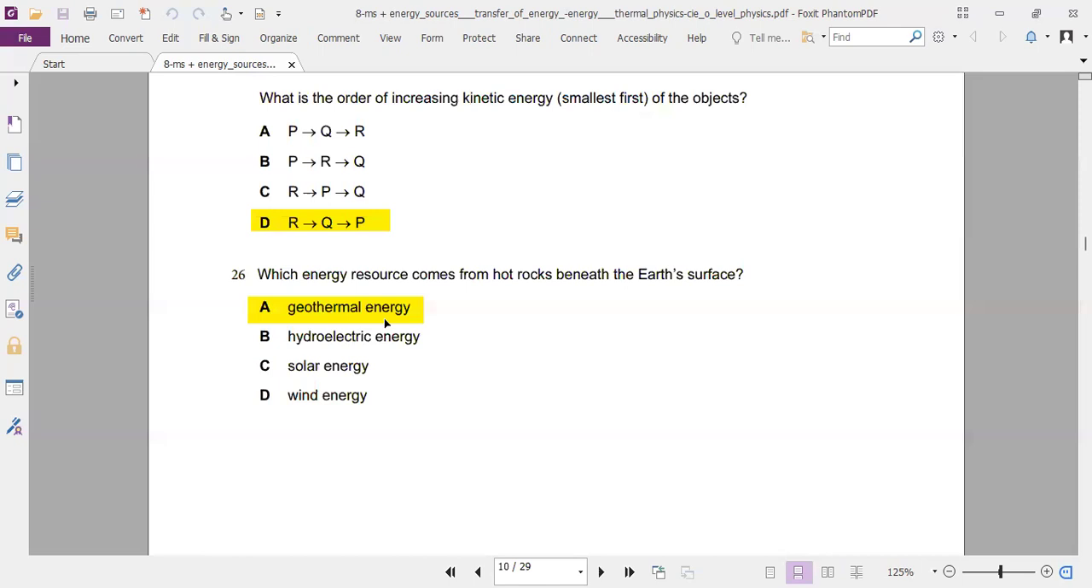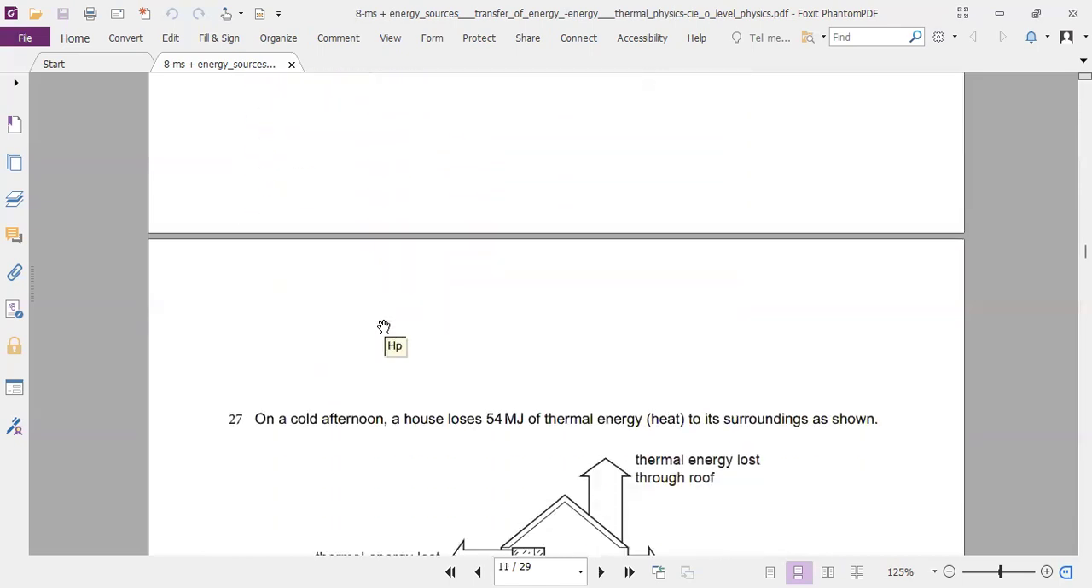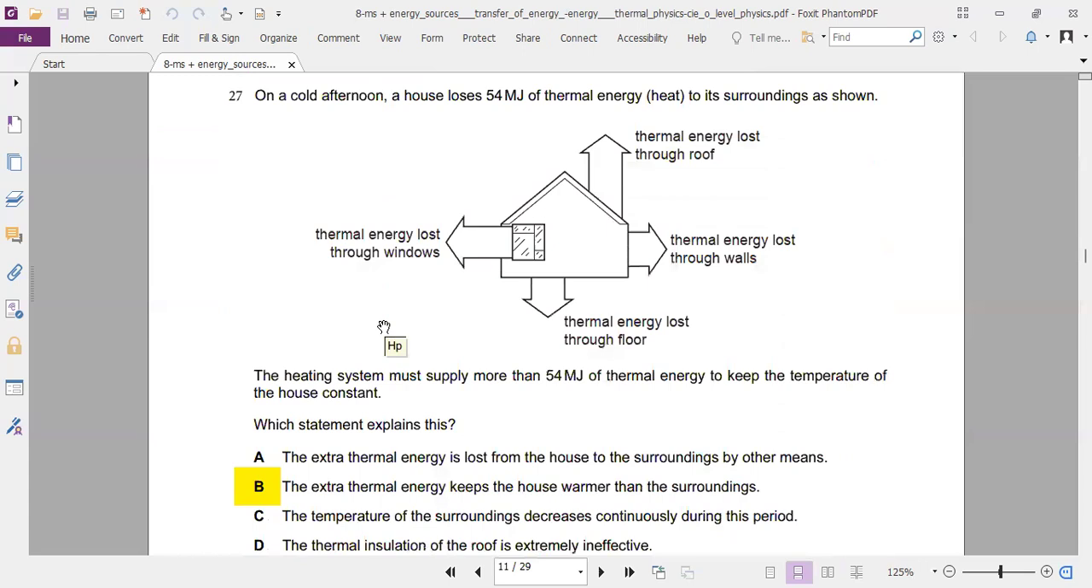Earth's surface has geothermal energy. The details are given, the diagram is given, read carefully. The question is asking why it must supply more than 54 mg, because the external heat that is provided will keep the house warmer than the surroundings. So that's called heating. It will heat the house, because 54 mg is just enough to equate the energy going out.